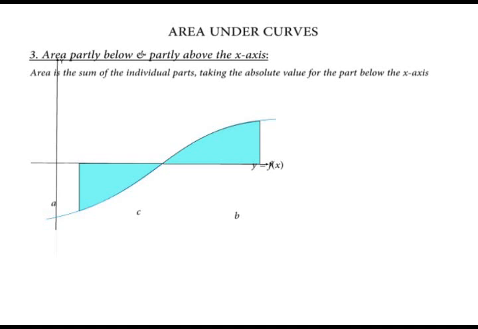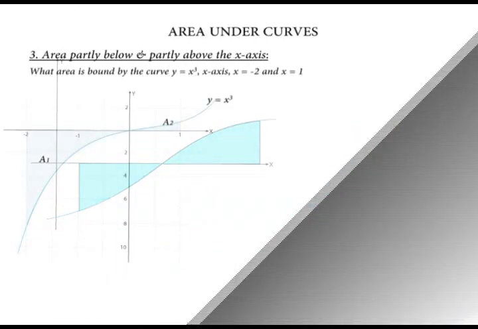If you calculate directly from x is equal to a to x is equal to b in one go, it would be wrong. So area is equal to the absolute integral value of f(x) with respect to x from a to c plus the integral of f(x) with respect to x from c to b. If you don't do this, the negative area will be subtracted from the positive area.